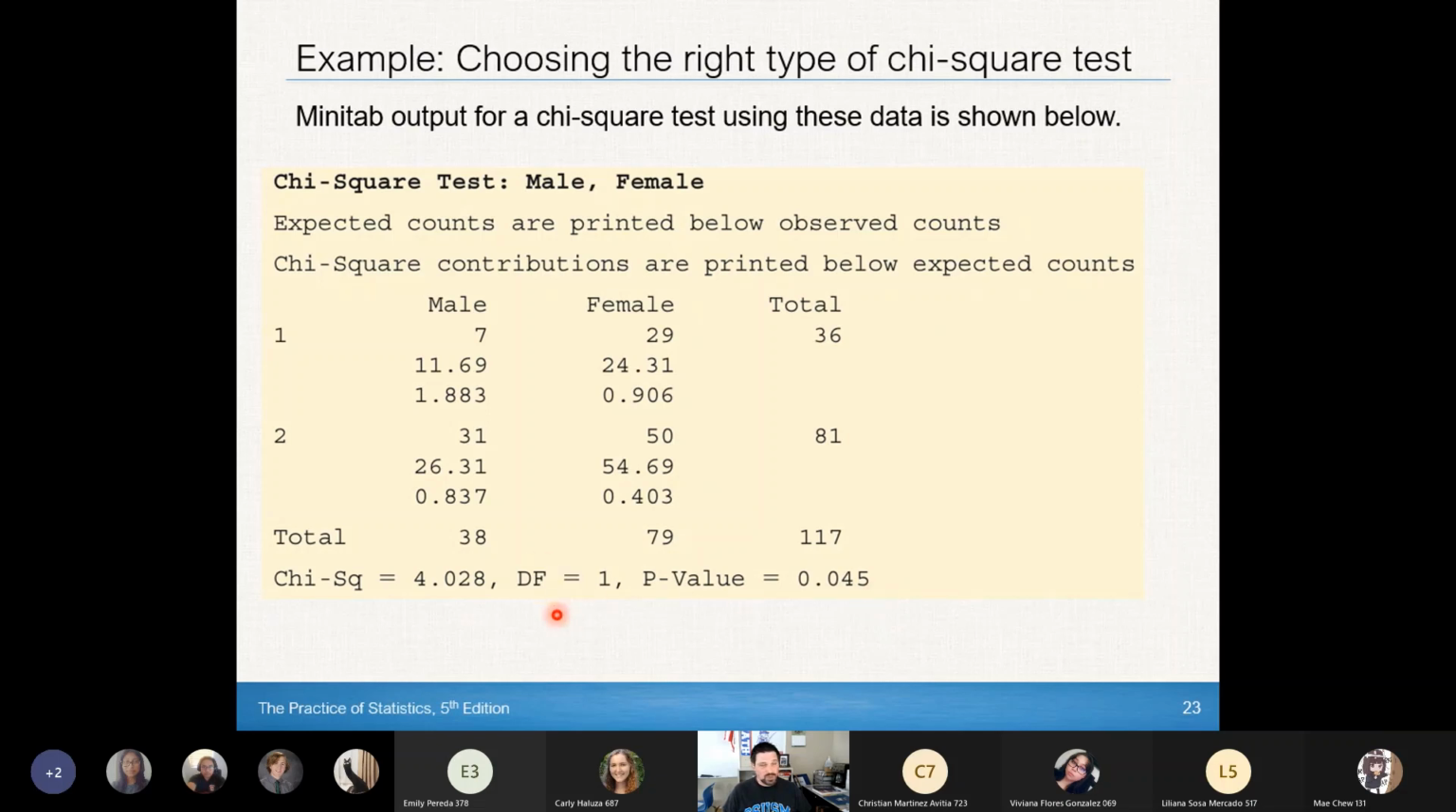Right, we get degrees of freedom 1 because we have 2 rows and 2 columns. 2 minus 1 is 1. 1 times 1, 1. So this is our data that we'll be able to use.